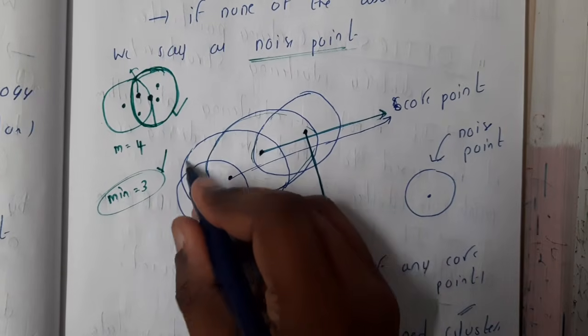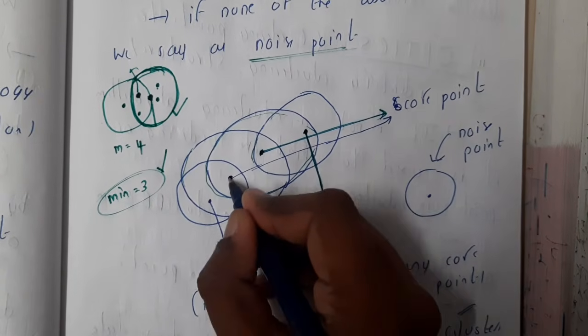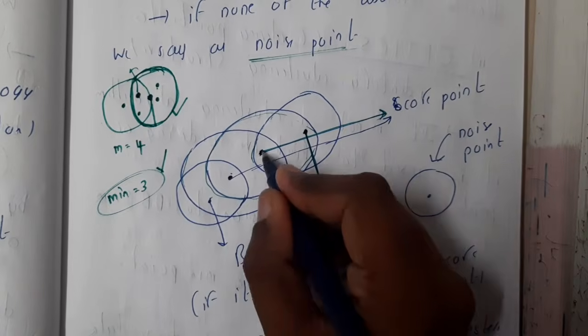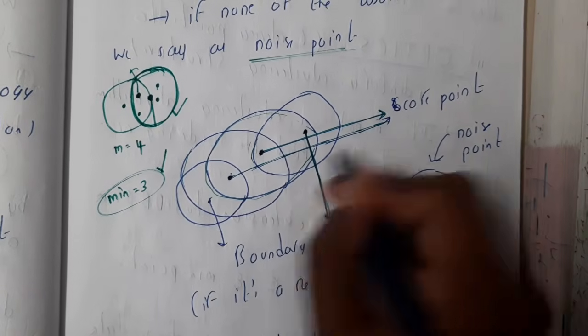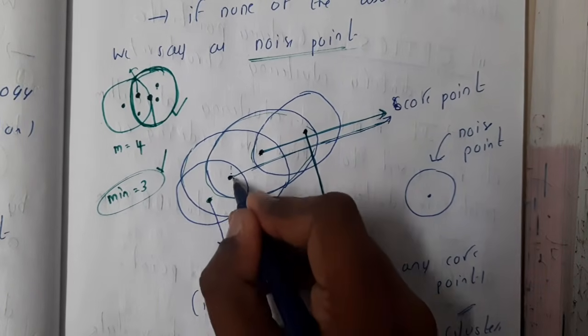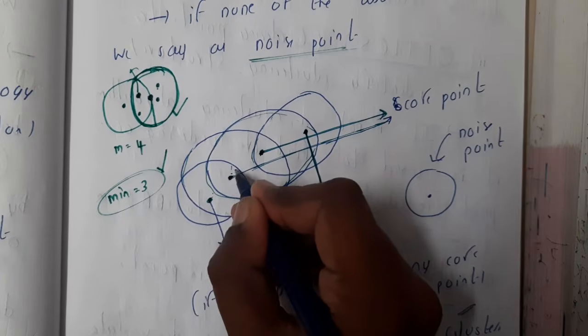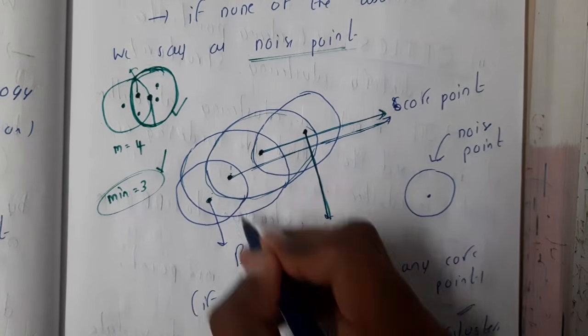This point, this circle is from here to here, right? Again in this also we are having 3 points, so this is also a core point, guys. Whereas if you come here we are having only 2 points, but the second point is nothing but a core point, right? Hence it is a boundary point.